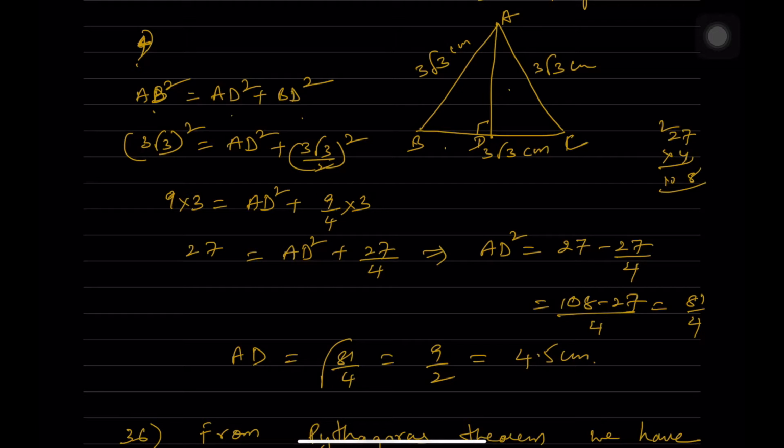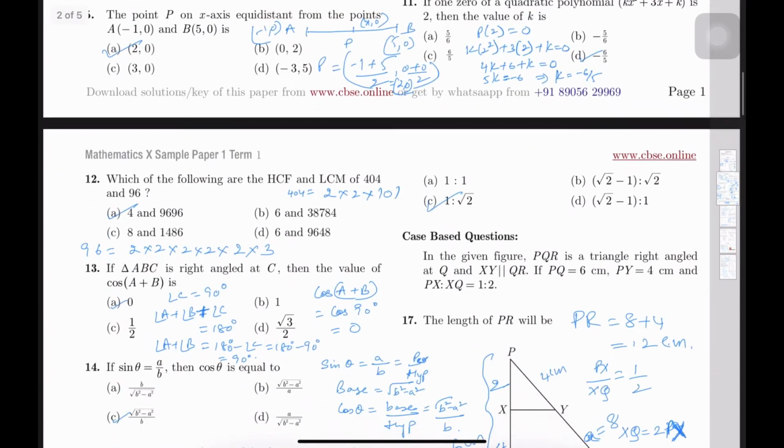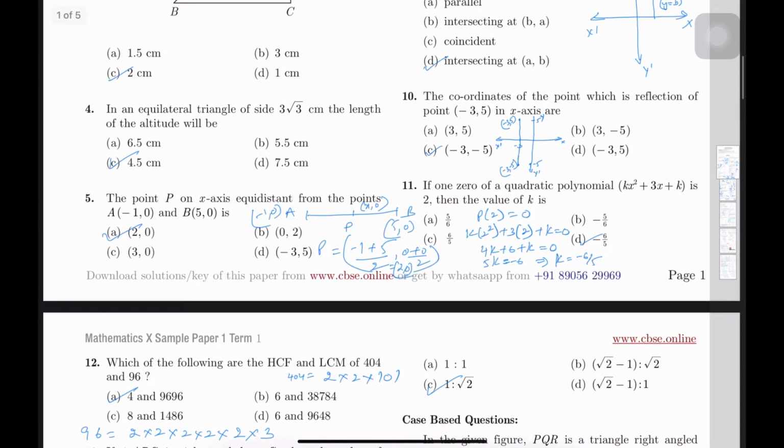Therefore here you are getting AD square is equal to 27 minus 27 by 4. So 81 by 4, that is 9 by 2, which is equal to, if you are taking root over here, you are getting it as 9 by 2, which is equal to 4.5 centimeters. So now from this, 4.5 centimeters is the answer for this. The fourth one we do it in that way.